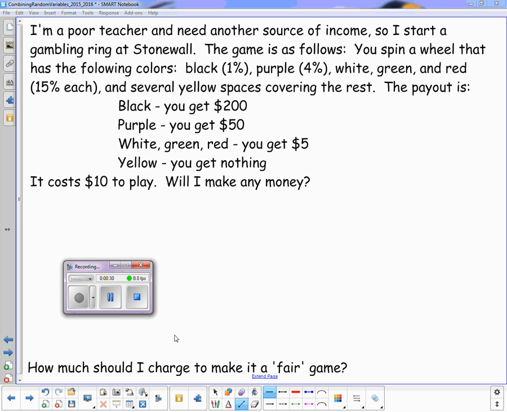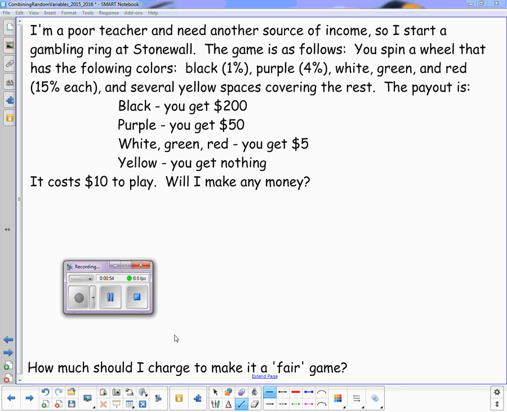I've got 1% of the wheel that is designated black. 4% of the wheel is purple. I have white, green, and red that are each 15% of my wheel. And then the remainder of the wheel is yellow. And I have some payouts that I've come up with here. I say if you land on that 1%, that black space, you're going to get $200.